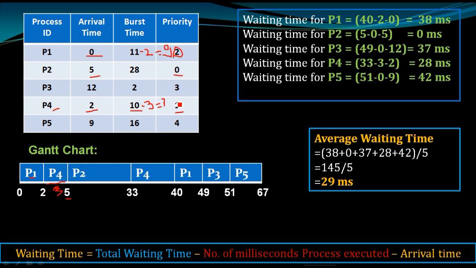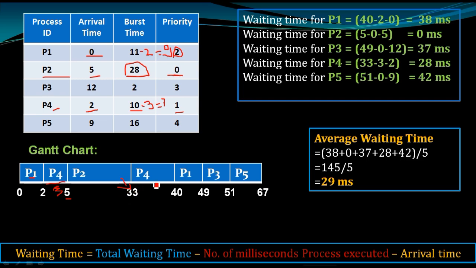So P2 is the highest priority process. P2 will occupy the CPU at the 5th millisecond and complete its burst time. It has 28 milliseconds of burst time, and 5 milliseconds have already been spent by the other two processes. Now P2 enters, completes its 28 milliseconds, and terminates at 33 milliseconds.